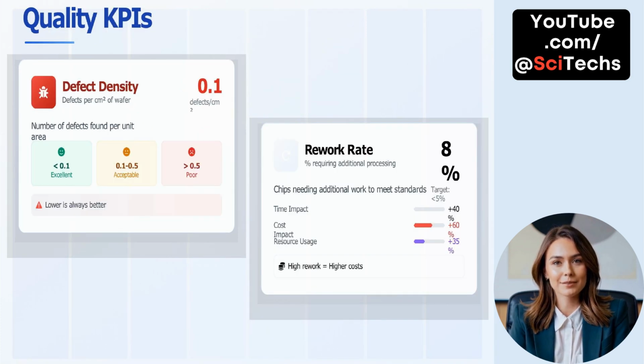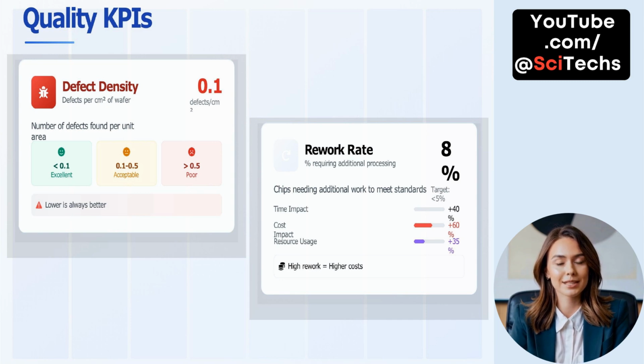Quality KPIs. Quality Key Performance Indicators, or KPIs, are essential for monitoring and improving semiconductor manufacturing outcomes. One key metric is defect density, which measures the number of defects per square centimeter of wafer. A value below 0.1 is considered excellent, indicating minimal process variation or contamination. Between 0.1 and 0.5 is acceptable, but caution is needed. Anything above 0.5 is poor, suggesting significant quality issues.